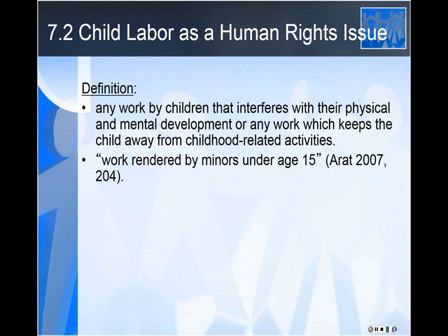Another way is work rendered by minors under the age of 15. And this is the work by Zara Arat, who wrote one of the articles that you read in the textbook. And so the first definition is very general, kind of abstract, where the Arat article really starts to define something that can be measured. It's kind of hard to measure physical and mental development, or whether work keeps a child away from childhood-related activities. But basically, we can measure the number of people under the age of 15 who are working.